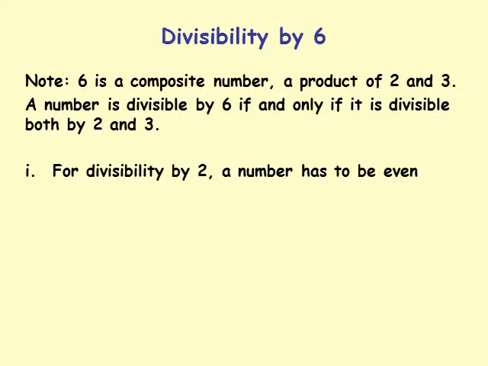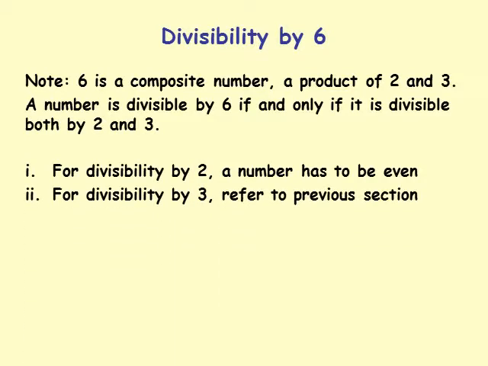Okay? Let's continue here. For divisibility by 2, a number has to be even. If a number is even, it's divisible by 2. If a number ends in 0, 2, 4, 6, or 8, it's divisible by 2. Let's continue. For divisibility by 3, refer to the previous section, which is to check the digit sum, and then check whether whatever is left over, that remainder, is divisible by 3.